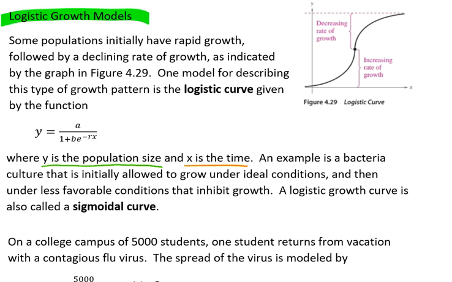An example is a bacteria culture that is initially allowed to grow under ideal conditions, and then under less favorable conditions that inhibit the growth. A logistic growth curve is also called a sigmoidal curve.